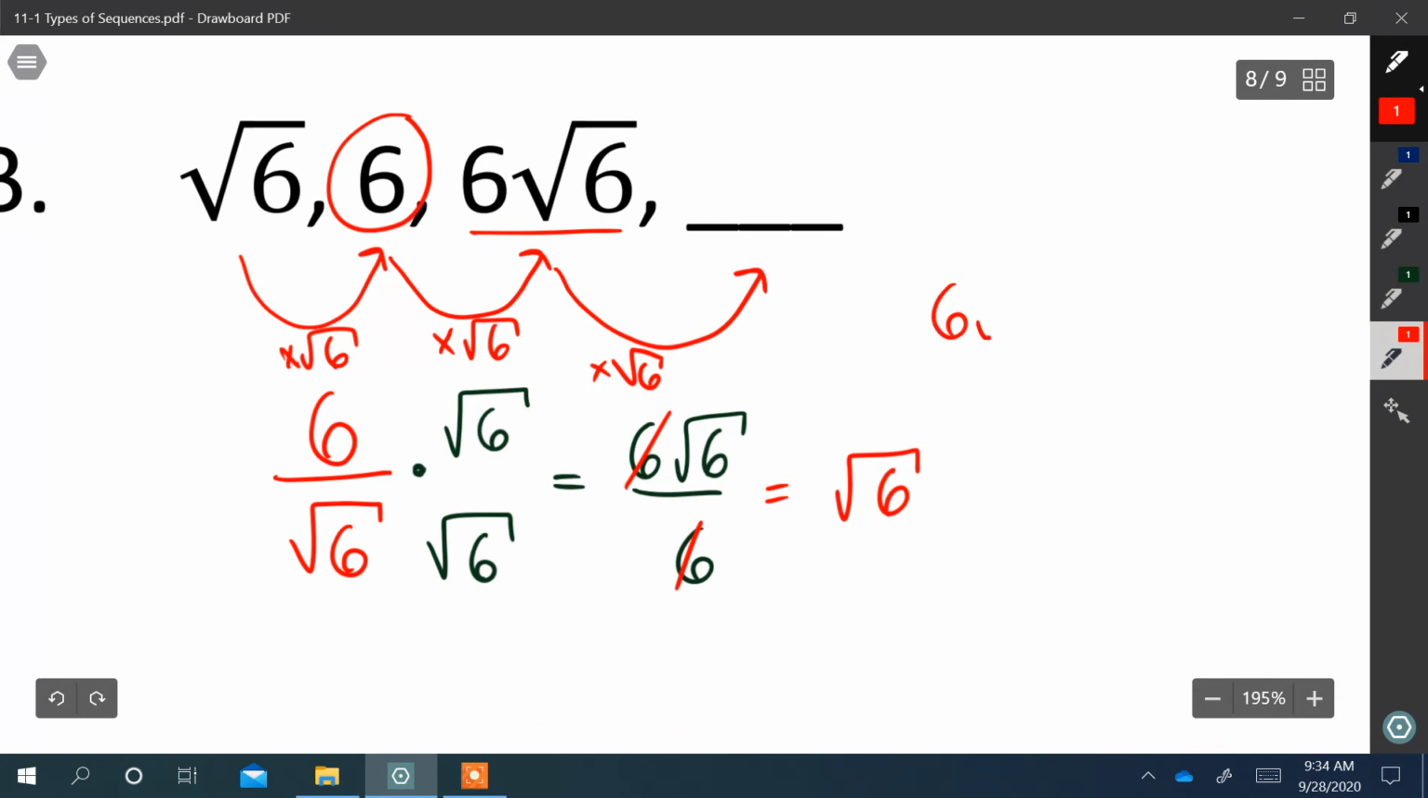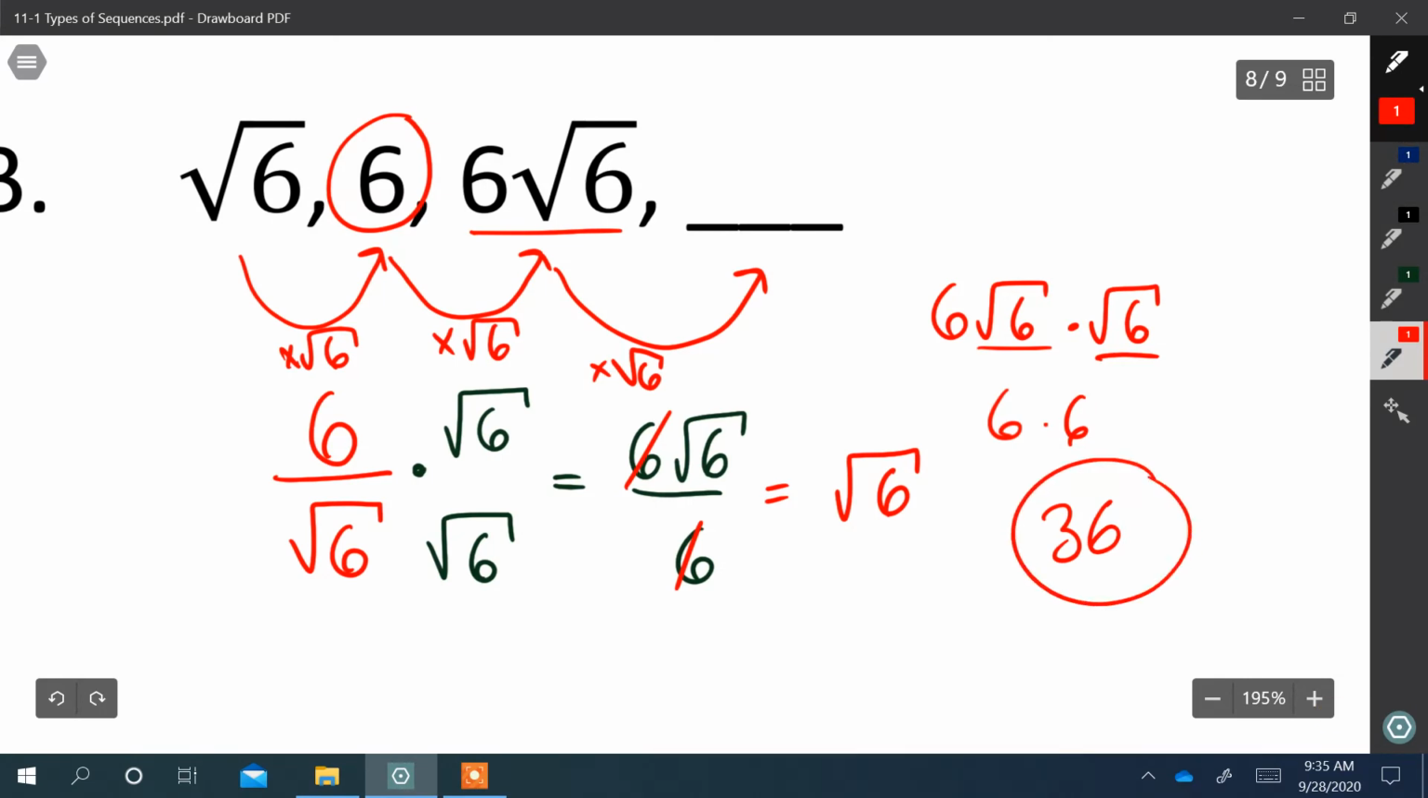So what is 6 square root of 6 times the square root of 6? If you answer 36, you are correct. Why? Because square root of 6 times the square root of 6 is actually 6. And 6 times 6 is 36. I don't know why I said 32 there. Alright, so the next number here will be 36.